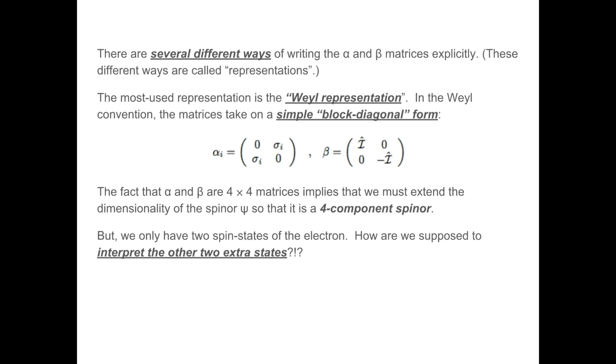So now we know how to write down the matrices, but now our matrices are 4 by 4, right? And so what that's telling us is that instead of our nice 2-component spinor for the Dirac particle, we're going to have to expand that to four components in order for the math to work out. Because we got 4 by 4, and that wouldn't work with a 2-component spinor. So we have to raise the dimensionality of our spinor to 4. Okay, but we know in nature, right?